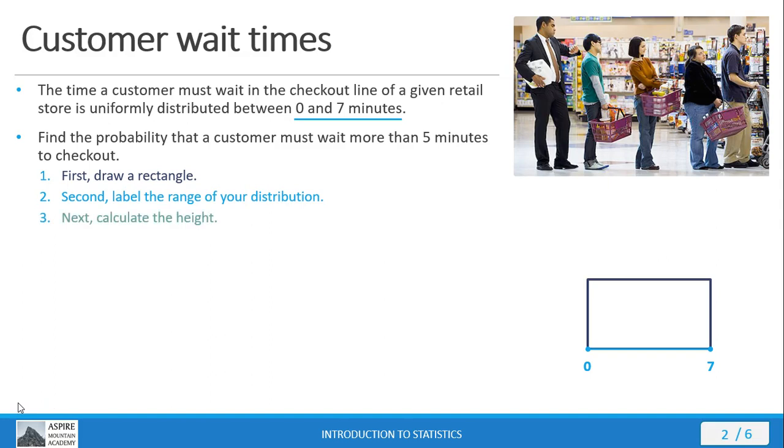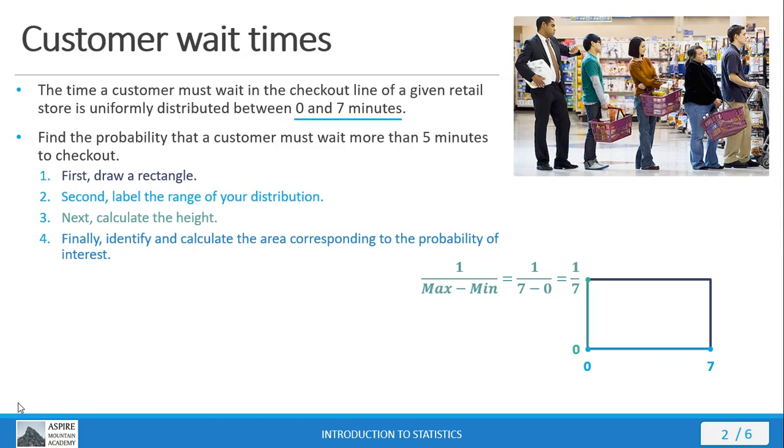Next, we're going to calculate the height. They didn't give us the height in the actual problem statement, so we have to use that dandy formula that we talked about in the last mini lecture to solve for that. We take the difference between the max and the min, and then take the reciprocal of that. So 7 minus 0 is 7, and the reciprocal is 1/7. So there's the height of our rectangle.